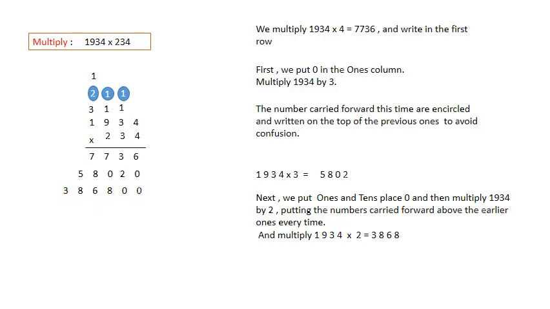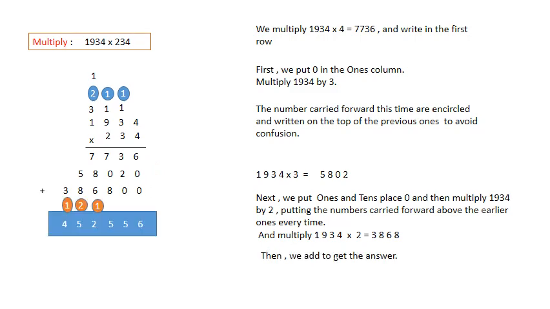Now when we multiply by 4, we got this answer. When we multiply by 30, we got this answer. When we multiply by 200, we got this answer. That means this is 234. This way we got the answers. And now we are going to add these 3. So when we add here, we are getting this answer.